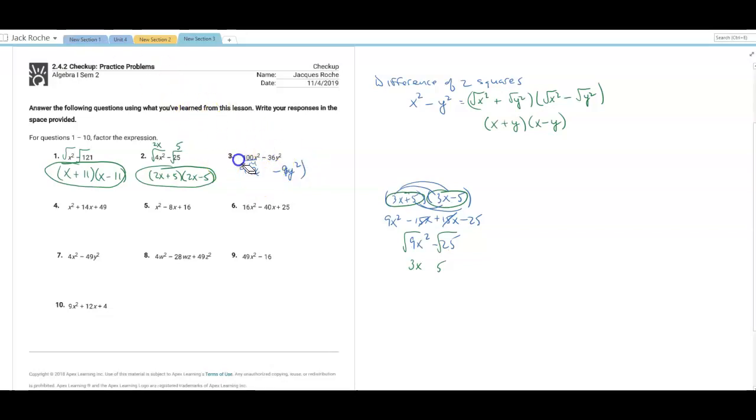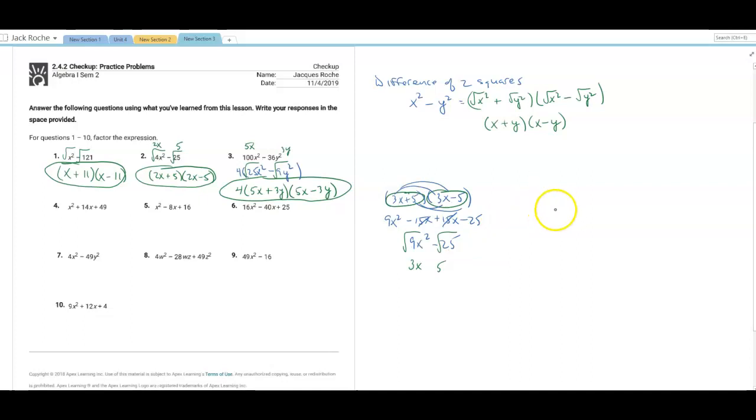So let me write this a little neater. We have 4 times, divide this by 4, you get 25x squared. Divide this by 4, you get minus 9y squared. Now I can take the square root of each of these. The square root of 25x squared is 5x. The square root of 9y squared is 3y. So 4 times 5x plus 3y times 5x minus 3y. So remember, anytime we factor, we always have to start with the greatest common factor.